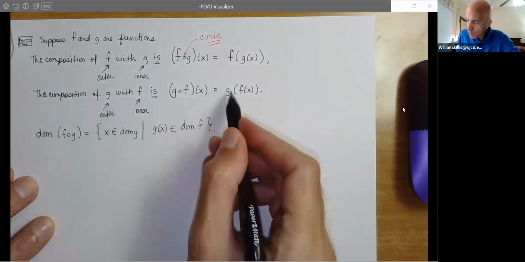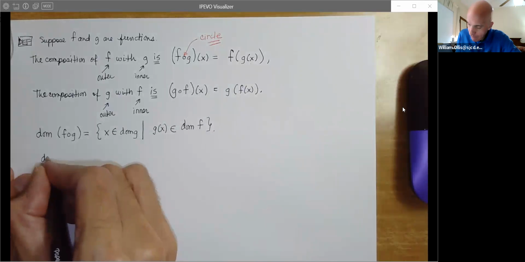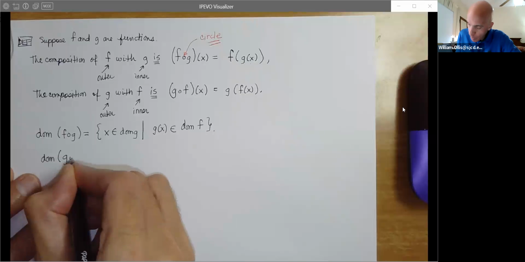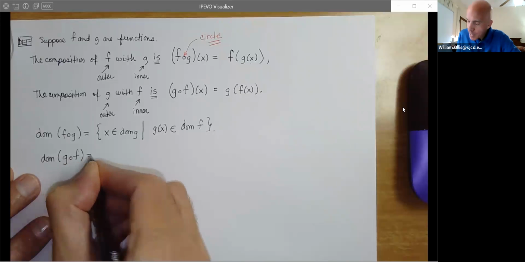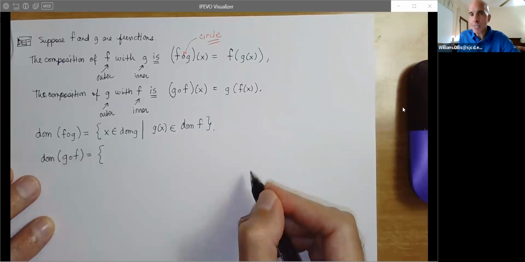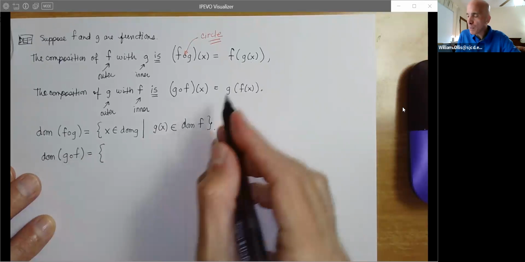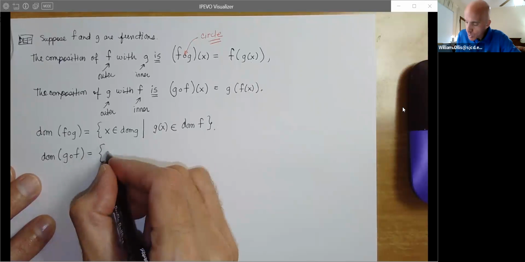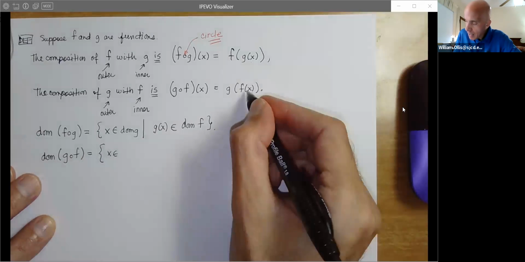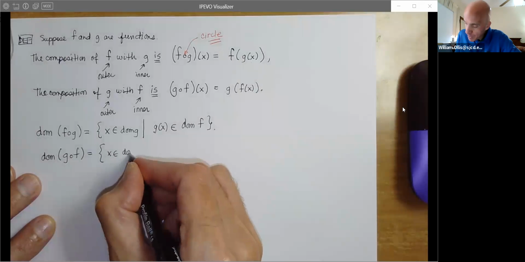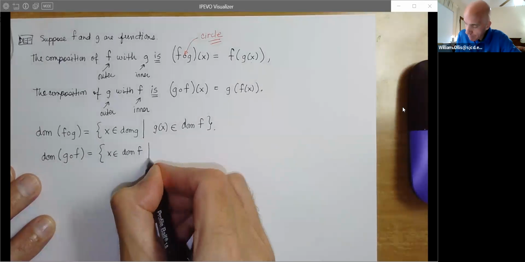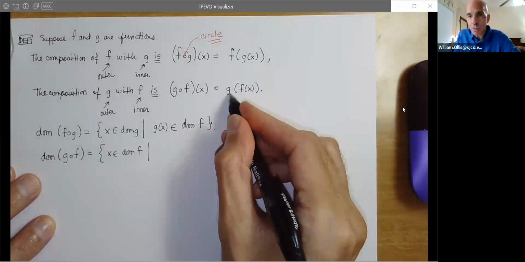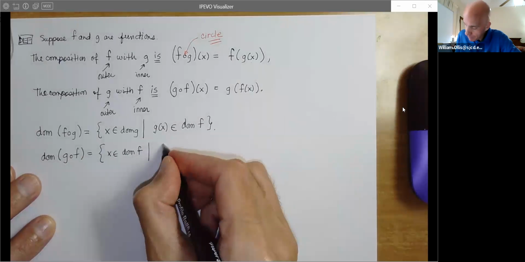Now let's write it down for this one. Domain of g circle f. Lots of times definitions will make sense to you if you just simply read what the symbols tell you. So now we'll say x is in the domain of f. Everything just switches. And then f of x must be in the domain of g.